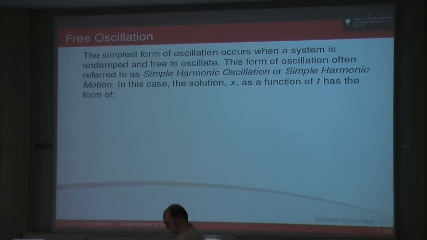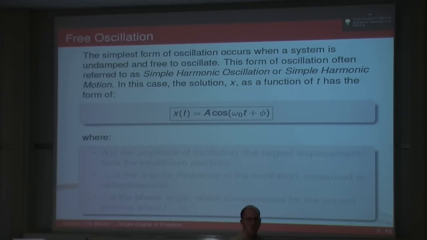So, the simplest form of oscillation, when a system is undamped and free to oscillate, is called simple harmonic motion or simple harmonic oscillation. You should have all heard of that, okay? And in this case, the solution, which we call x, is the displacement, it's a function of time, so it varies as time increases, is generally given by this sinusoid, okay? Cosine omega naught t plus phi, okay?